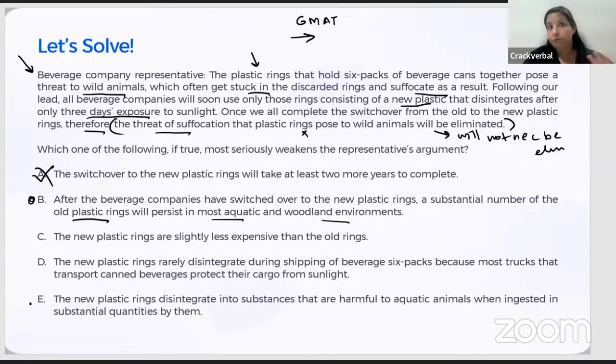Okay. Please do not fall in love with options where you've convinced yourself this is the answer. What happens to a lot of students, I'd also like to talk about that as we have these sessions, is what is the common trap a lot of people fall for? They decide B is the answer and they give a cursory glance to the other options, and you probably might have the actual answer somewhere else. So just keep an open mind. B looks good, but I'm going to look at C, D, and E also. C says the new plastic rings are slightly less expensive than the old rings.